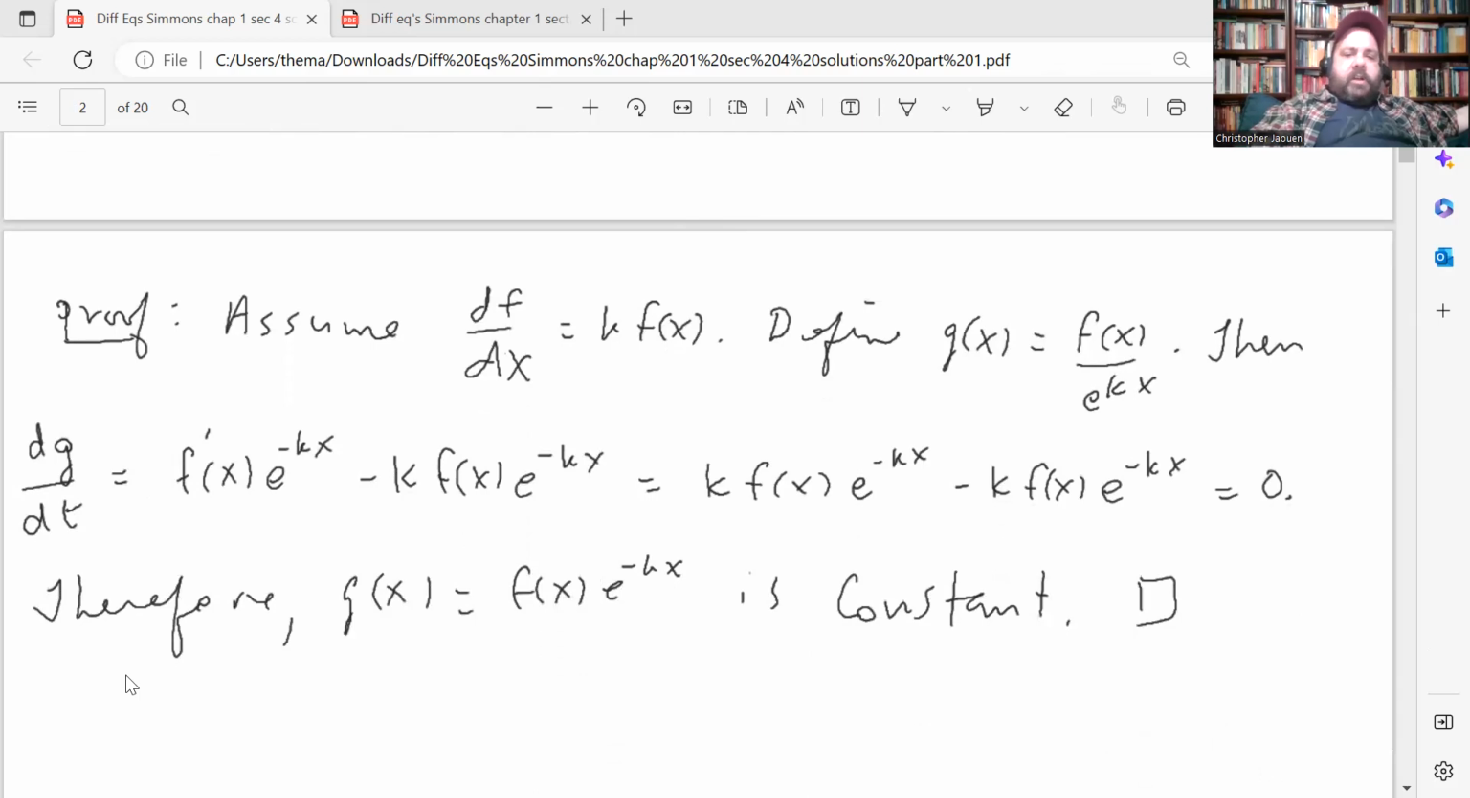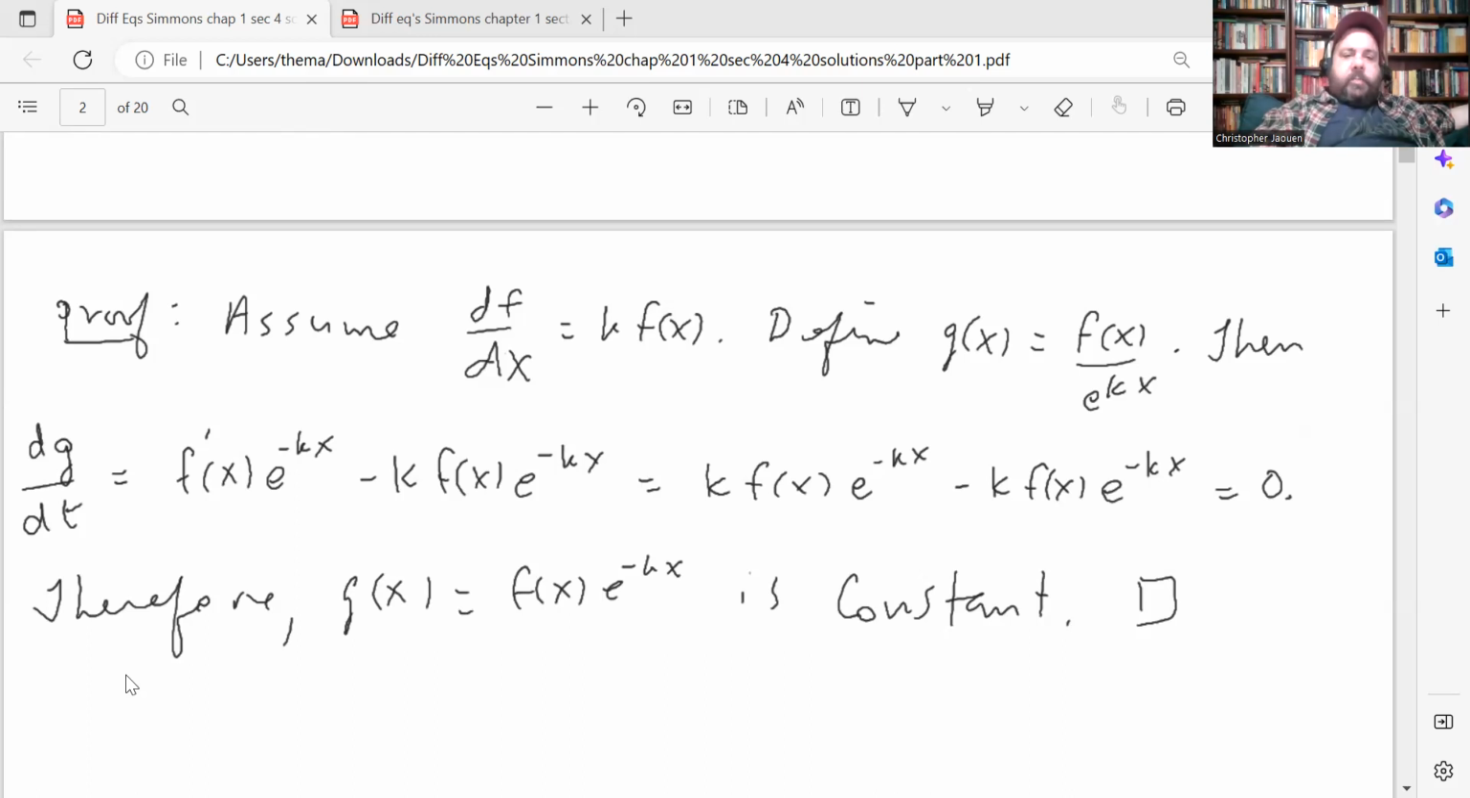So here's the proof. df/dx is k f of x. That's the assumption. So we're assuming that f is a solution to the differential equation. Define g of x equal f of x over e to the kx. And then I want to show that when I differentiate that, I get 0 for any x, which means that the function f of x over e to the kx would be constant. So then dg/dx equals f prime of x times e to the negative kx minus k f of x e to the negative kx. That's just by the product rule, right?